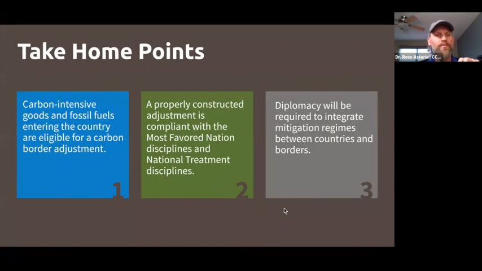All right, take-home points. Carbon-intensive goods and fossil fuels entering the country are eligible for carbon border adjustment. Properly constructed adjustment is compliant with the most favored nation discipline and the national treatment discipline. And then diplomacy will be required to integrate mitigation regimes between countries and across borders. And I think that's the last slide here.